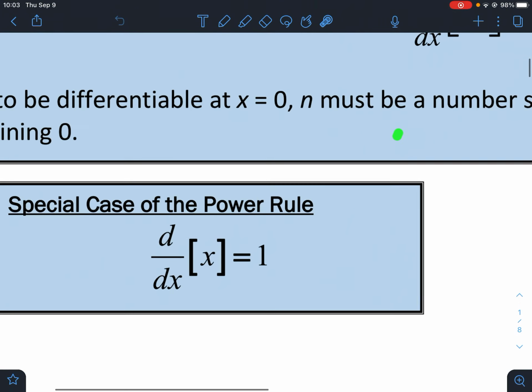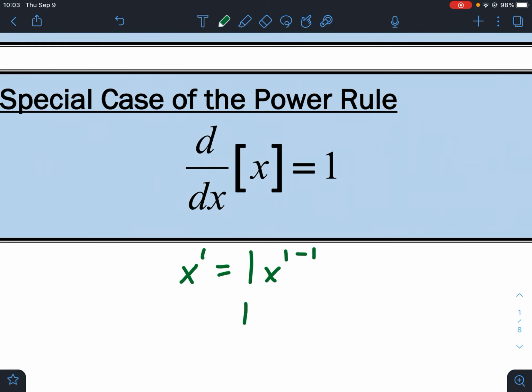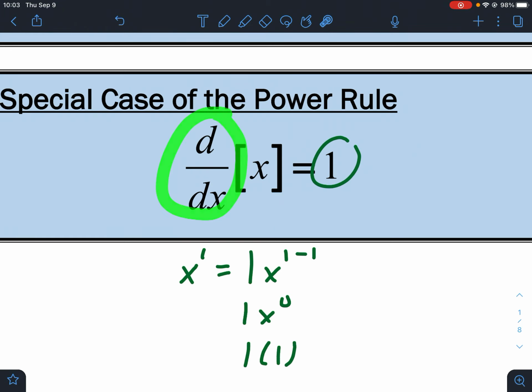So a special case of that would be x. Think of x as x to the first power, right? If we use that rule, it becomes 1x to the 1 minus 1, or 1x to the 0. And what is x to the 0? It's just 1, so it's 1 times 1, which is 1. Important notation here, though. You see the d dx. That means the derivative of this function with respect to x. If this x changes to something else, our derivative would no longer just be 1. And we'll talk about that later on.